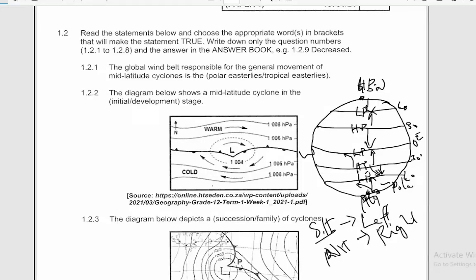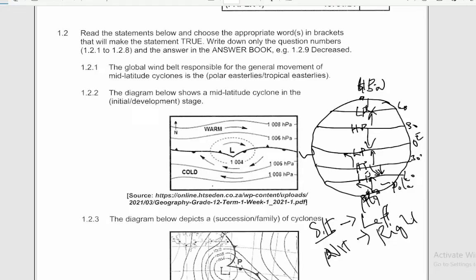Then these ones, they are named westerlies. They are blowing from the westerly direction going to the east. Then from 30 to 0, these are what we call the tropical easterlies. They are in the tropical region and they are from east to west. We call them the tropical easterlies, or they are called the trade winds.